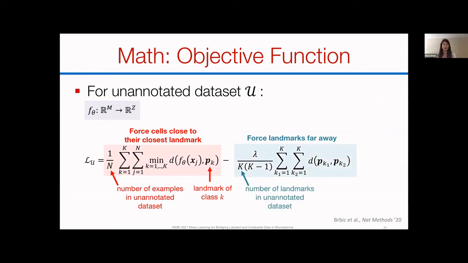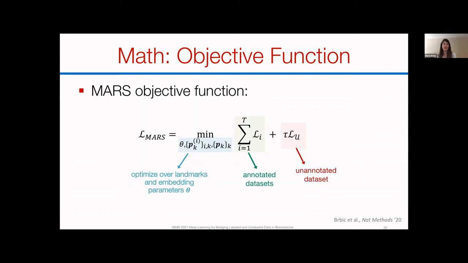So the final objective function consists of the sum of the losses over all previously annotated experiments. And then there is a tau which regularizes the importance of this part of the unannotated dataset. Originally, it was set to 1, but if you want to enforce this part more, you can set it to a higher value. And then we minimize, the algorithm will optimize over landmarks and embedding parameters theta.